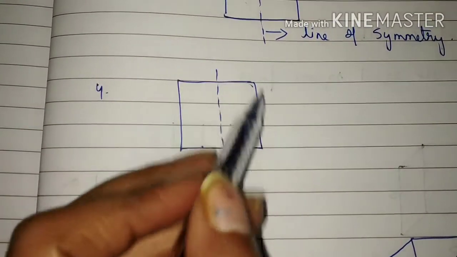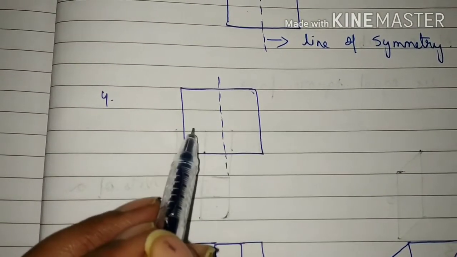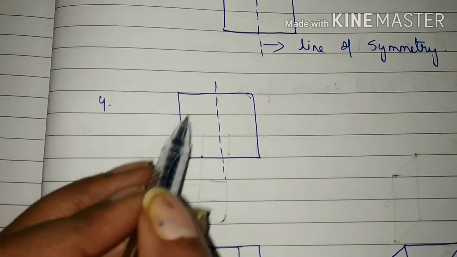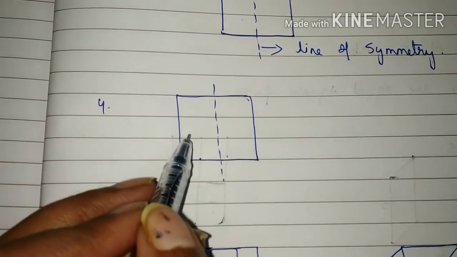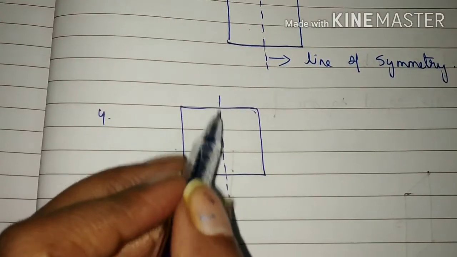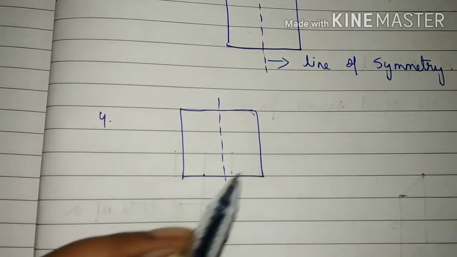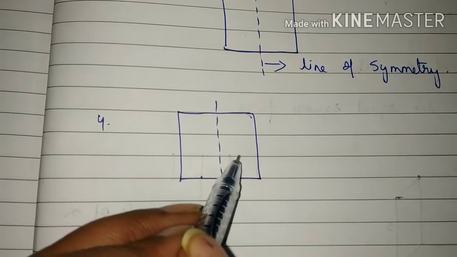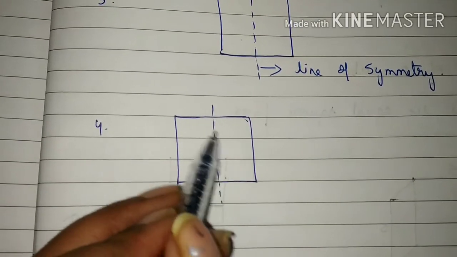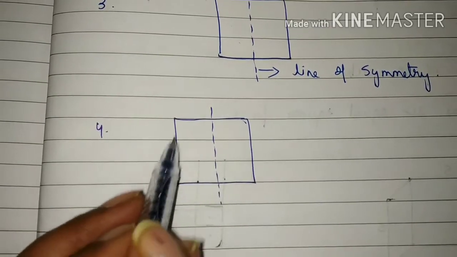Students, now look at this figure. Students, this figure is said to be a symmetrical figure if it can be divided into two equal parts of same shape and size. Now students, you can see that this line divides the figure into two equal parts. So this figure is said to be a symmetrical figure because this figure can be divided into two equal parts of same shape and size. So this is a symmetrical figure.